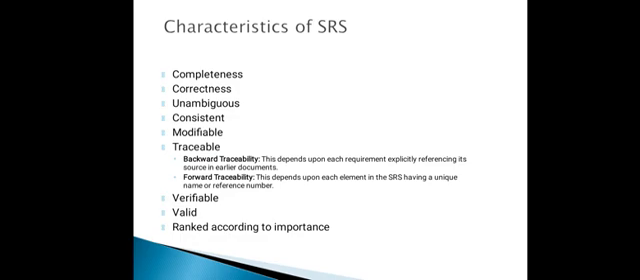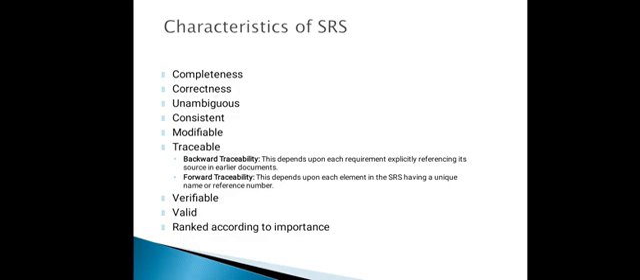Second is correctness. In SRS, the requirements should be correct as to what users want, because an incorrect set of requirements cannot satisfy the customer needs. Unambiguous. An SRS is said to be unambiguous if all statements written in it have the same meaning to different people.